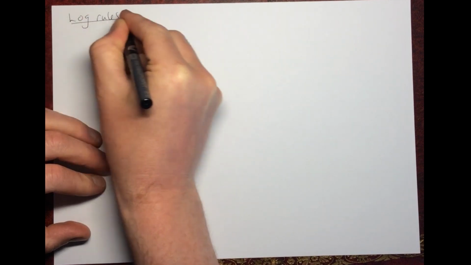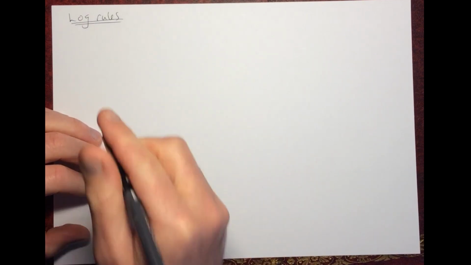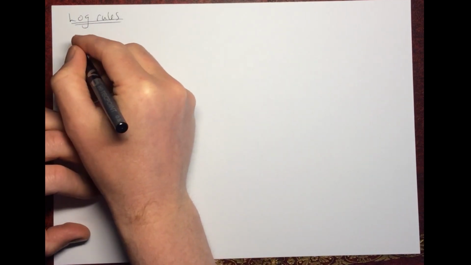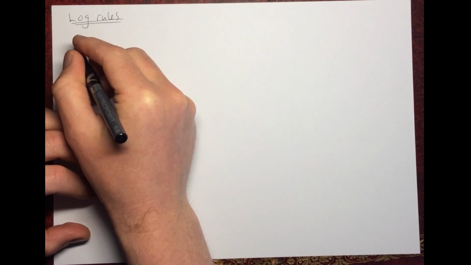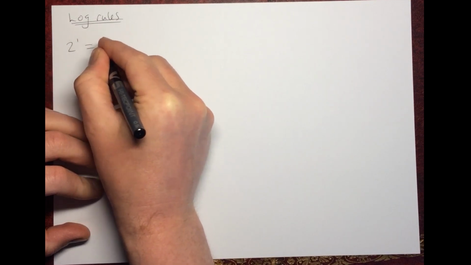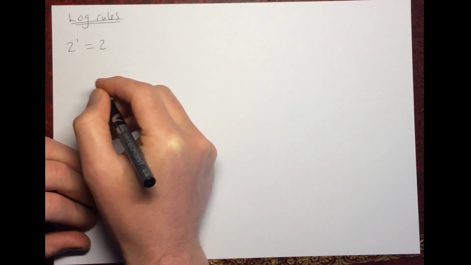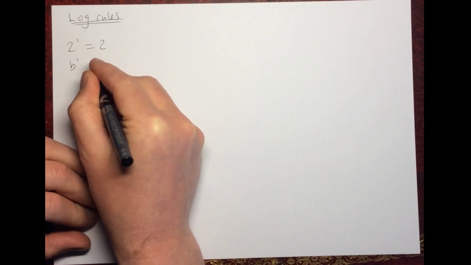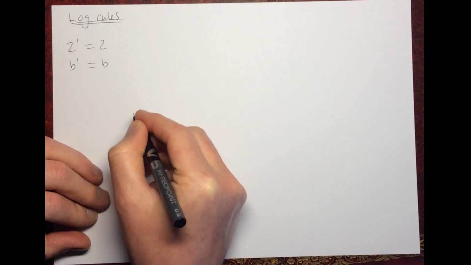Video is all about log rules. And what we're going to do here is just talk about various different general rules we can come up with for logs. So first of all, if you raise any number to the power of 1, you get that number. So we can put that into a general rule. If you raise any number b to the power of 1, you will get b.